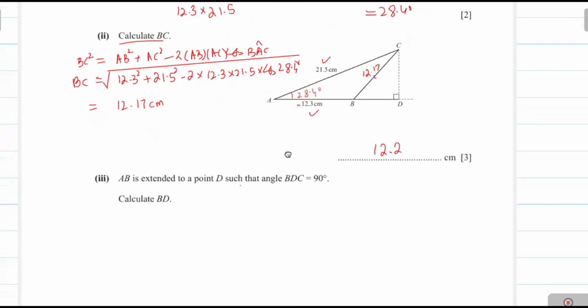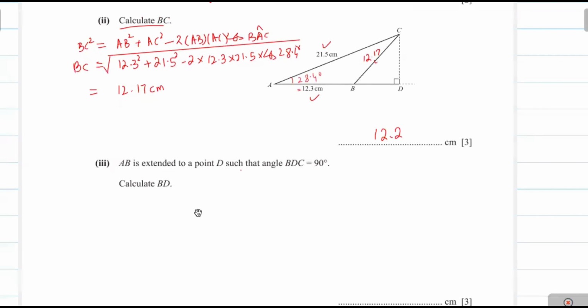Next part third, AB extend to a point D such that the angle BDC is equal to 90 degree. Calculate BD. Now we can find this length BD. If we find the length, firstly we find length CD. You see here in triangle ADC, right angle triangle ADC, this CD length is the opposite side and this is the hypotenuse. We use the ratio opposite over hypotenuse.